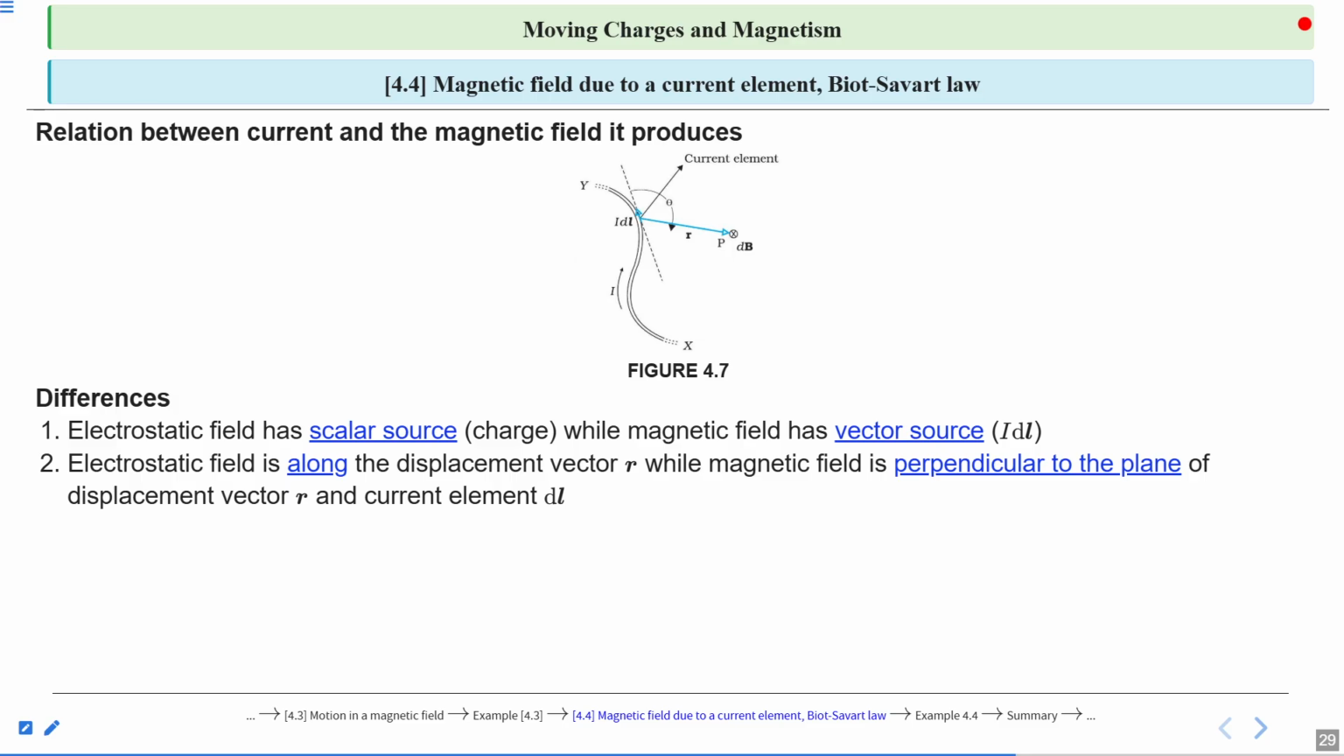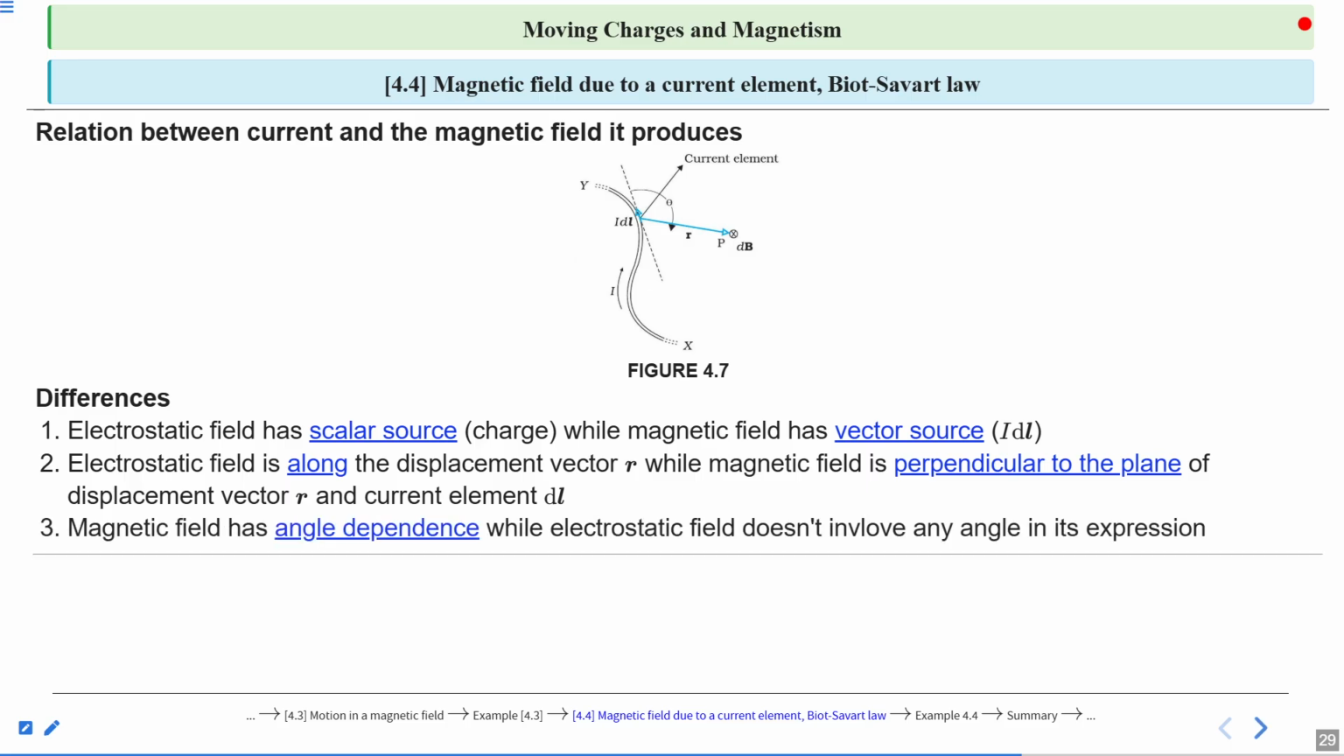Another difference: the electrostatic field is along the displacement vector r. So the electrostatic field is represented in the direction of r, along the displacement vector, but the magnetic field is perpendicular to the plane of displacement vector r and current element dl. Got it? The electrostatic field is in the direction of the displacement vector. We can represent the electric field direction by r cap, along the displacement vector r.